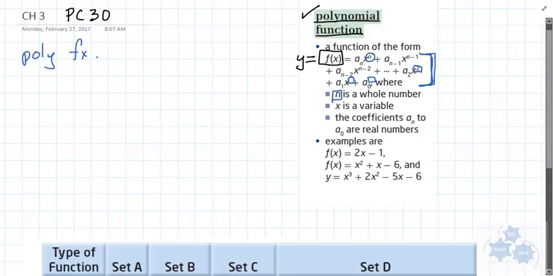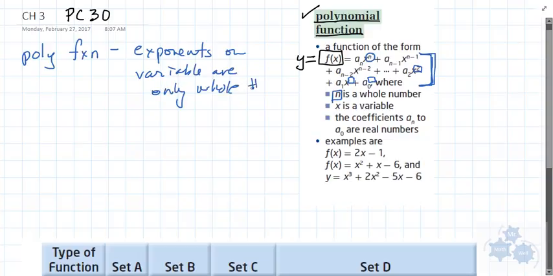But let's just suffice it to say that, let me just write this down here. For a polynomial function, the exponents on the variable are only whole numbers. So 0, 1, 2, 3, 4, 5, 6. So that means no decimals, fractions, or negatives. Okay? And there is a variable.